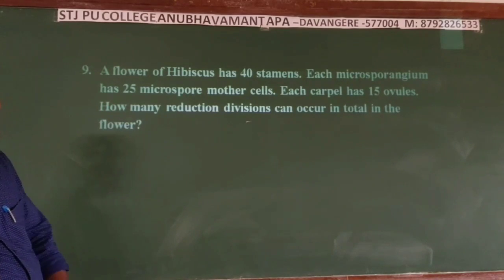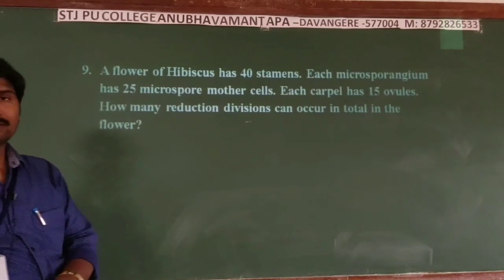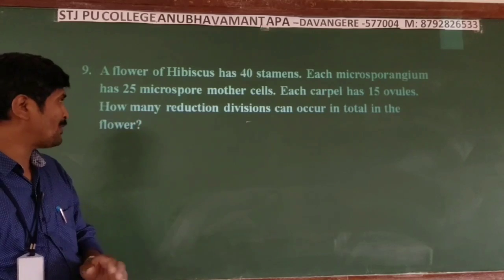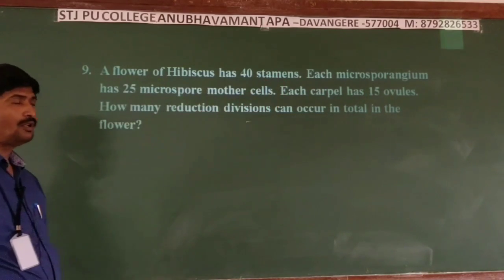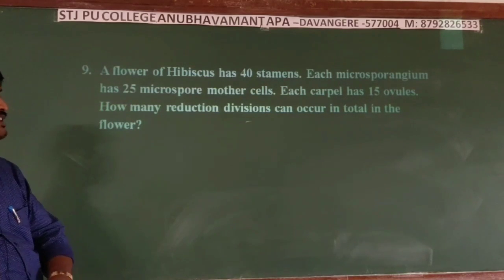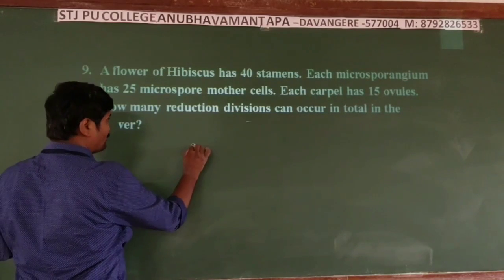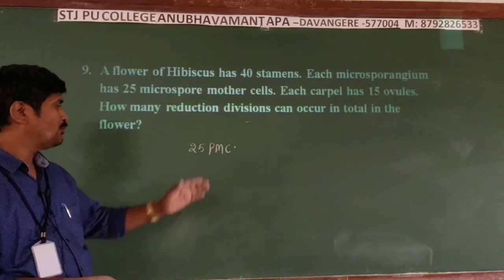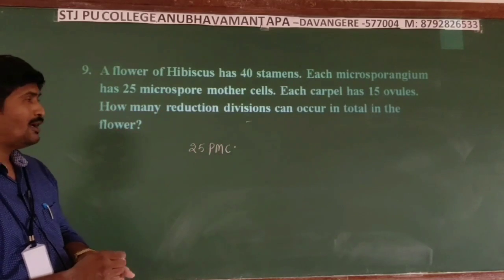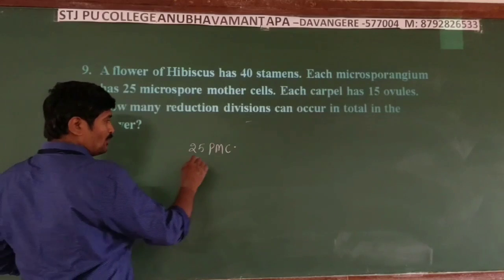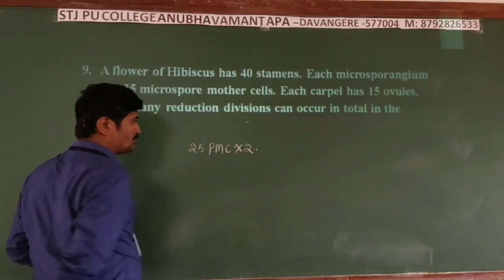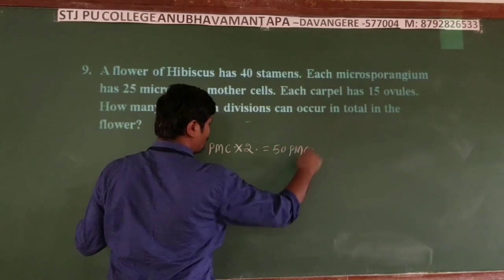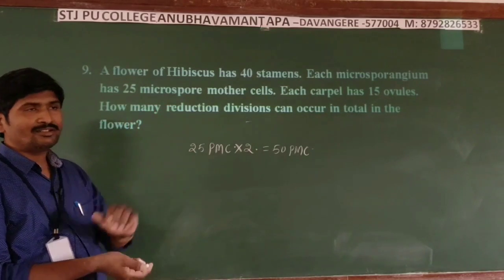A flower of hibiscus has 40 stamens. Here hibiscus is monothecous, only one anther lobe is there. That is known as bisporangiate. How many sporangia are there? Two microsporangia are present in each stamen. Each microsporangium has 25 microspore mother cells, also called pollen mother cells. What about one anther? Two sporangia. Total, 50 pollen mother cells are present in one stamen.